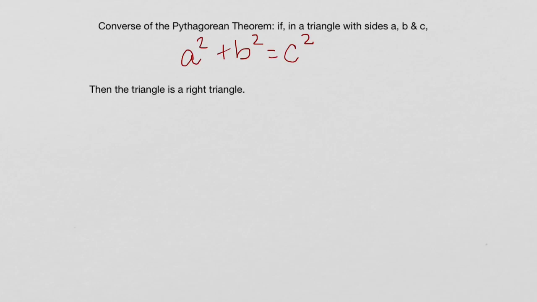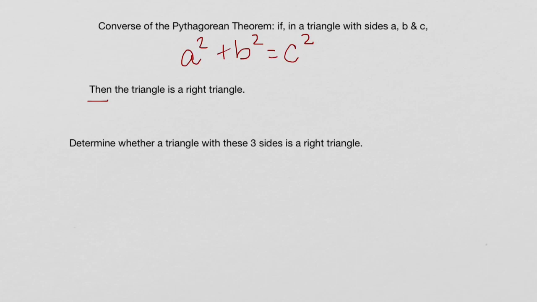Okay, so now we're going to talk about something called the converse of the Pythagorean theorem, which is sort of like the reverse of the Pythagorean theorem. It says if in a triangle with sides a, b, and c, a squared plus b squared equals c squared, then the triangle is a right triangle. So in this case, you don't know it's a right triangle to start with. You are trying to determine whether it is a right triangle. So I might ask you, if I give you 3 sides of a triangle, you have to determine whether it's a right triangle. Okay, so let's try one.